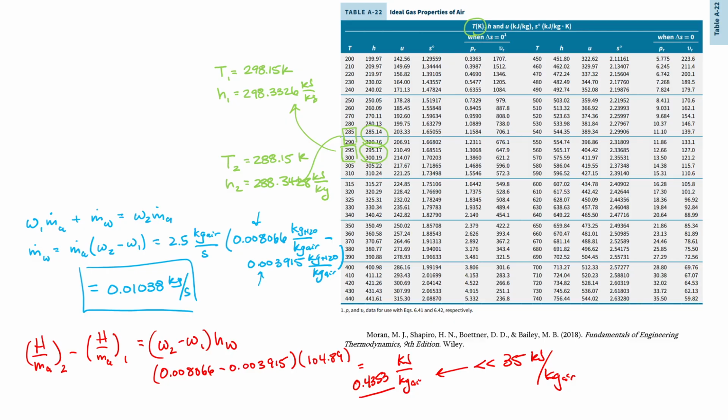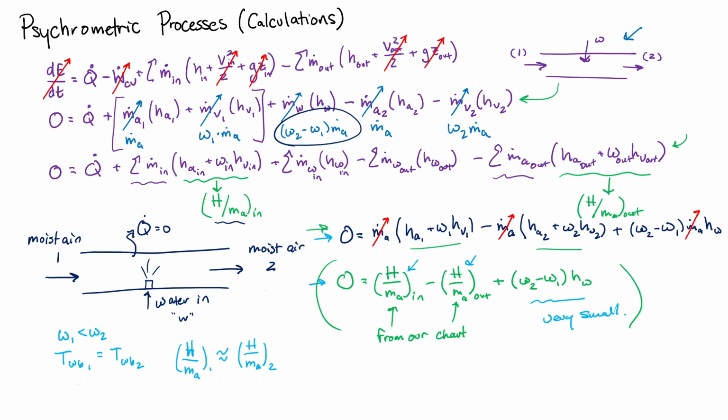So, something to think about there. When we go all the way back and we talk about our system here, where I said it was very small, it is very small because this was like 0.4, this was about 35, this was about 35.